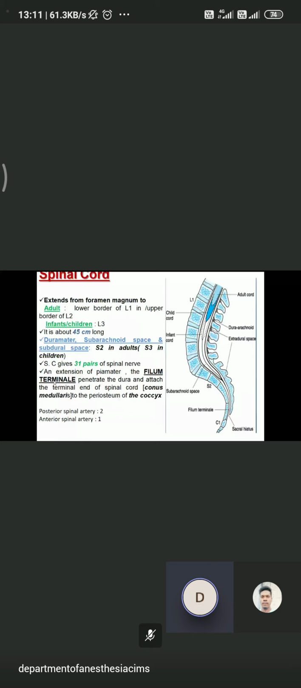An extension of the pia mater, the filum terminale, penetrates the dura and attaches the terminal end of the spinal cord, the conus medullaris, to the periosteum of the coccyx. And it is supplied by two arteries, one pair of posterior spinal arteries and one anterior spinal artery. The anterior spinal artery is a branch of the vertebral artery, whereas the posterior spinal artery is a branch of the posterior inferior cerebellar artery.